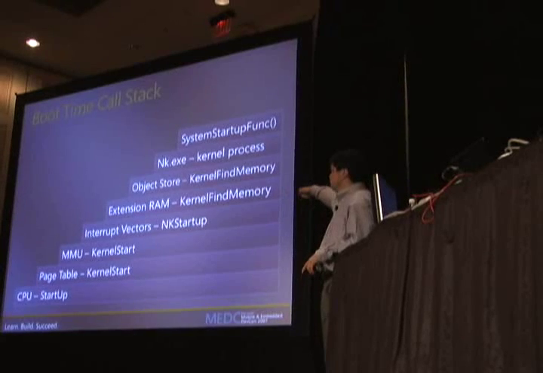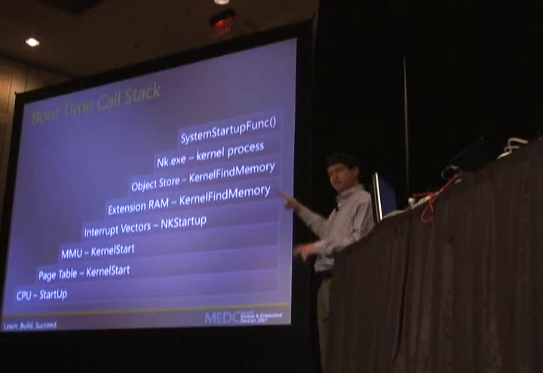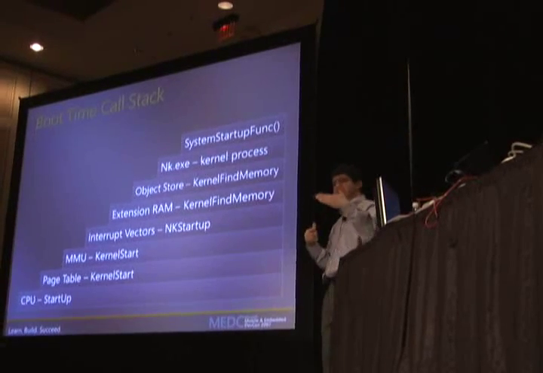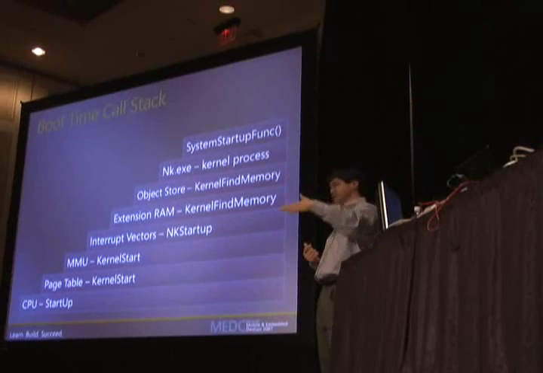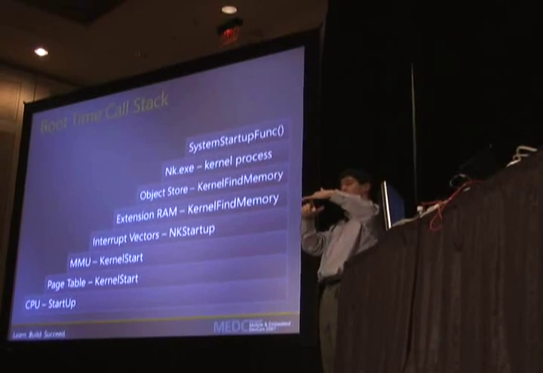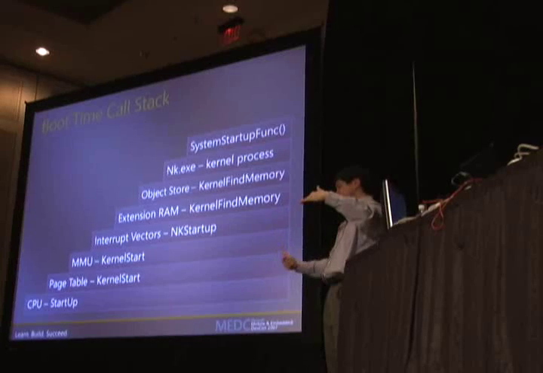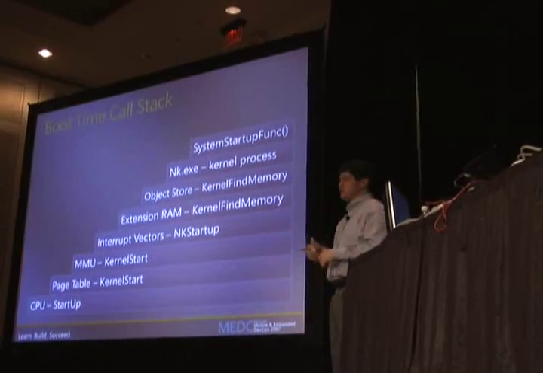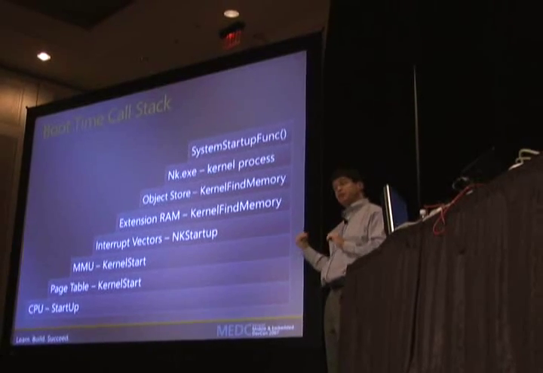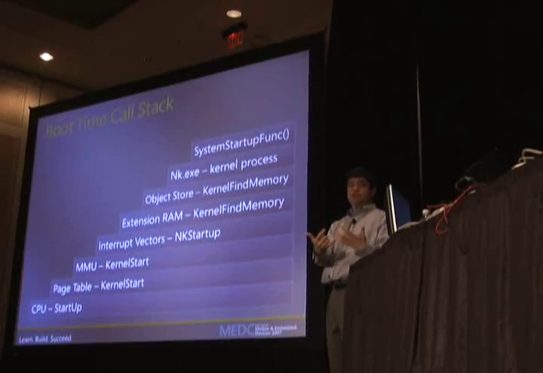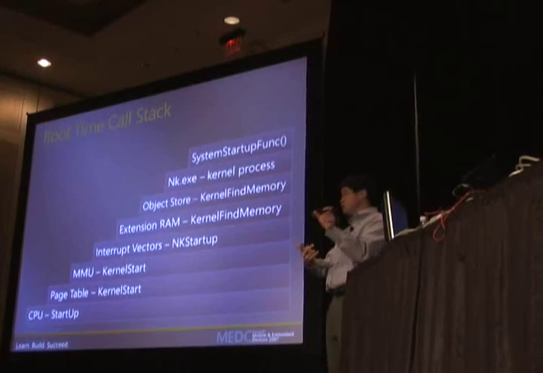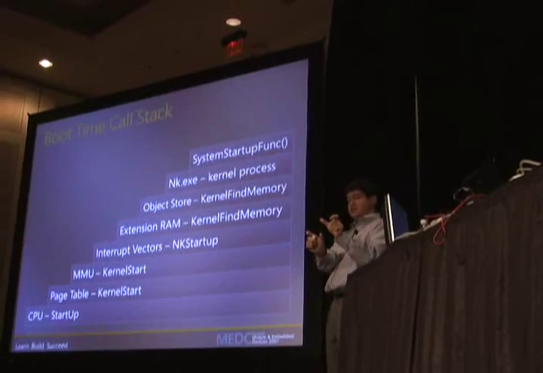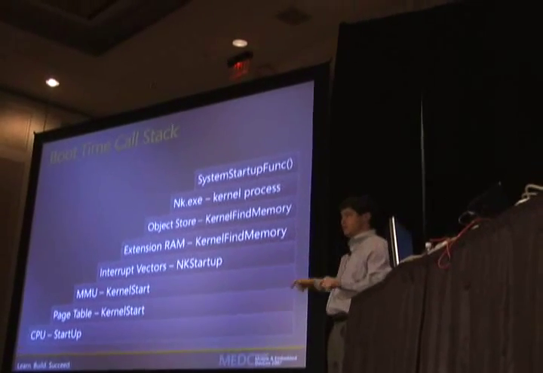Incidentally, the jump from kernel start to NK startup is a really weird one. It's pretty easy to follow code, generally speaking: function A calls function B, you find that function, and then it returns. Pretty straightforward. The jump from kernel start to NK startup is not like that at all. I'll walk you through what we do. Essentially, it goes to the ROM file system, looks for this thing called kernel.dll, finds its entry point, and just jumps into that memory address.